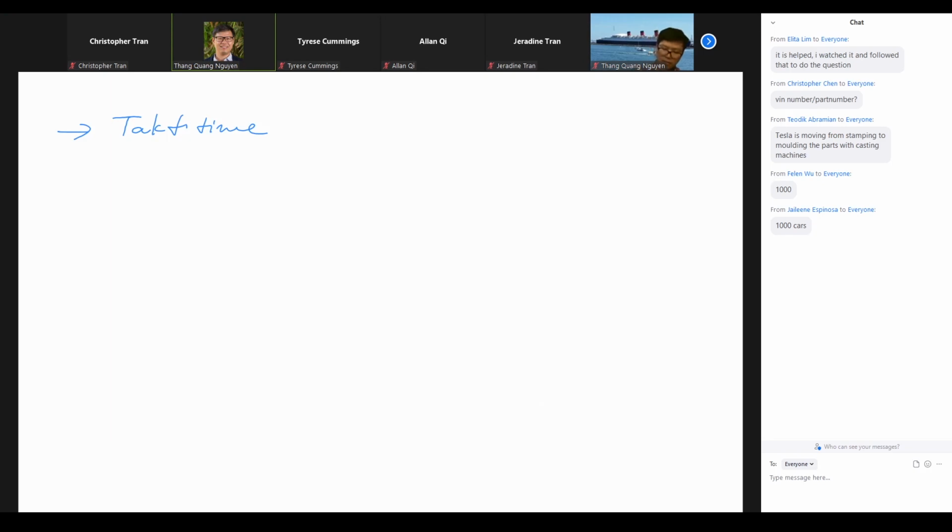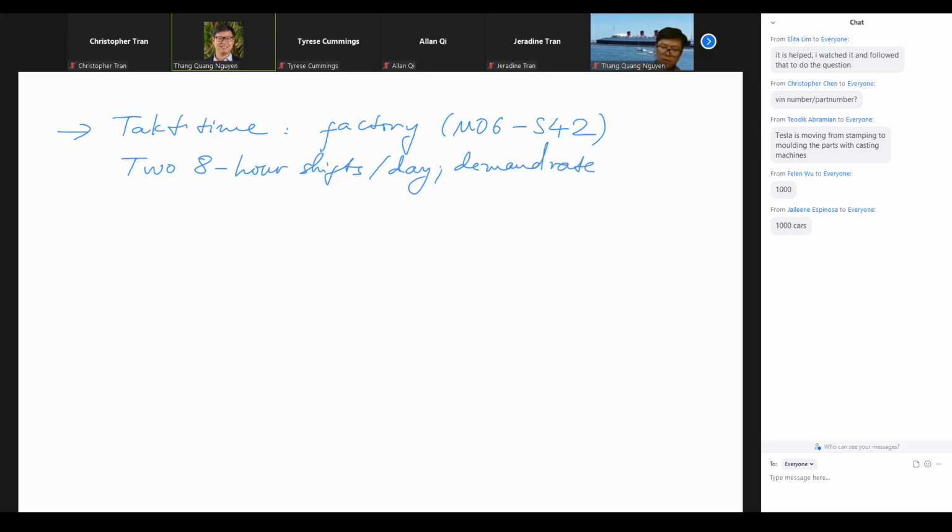All right. So let's look at, let's call this a factory example. This is module 6, slide 42. Okay, so we have a car factory. It is open for 2 8-hour shifts per day. And the demand rate is 960 cars per day.